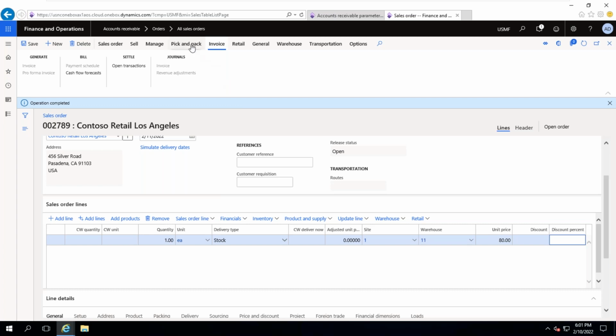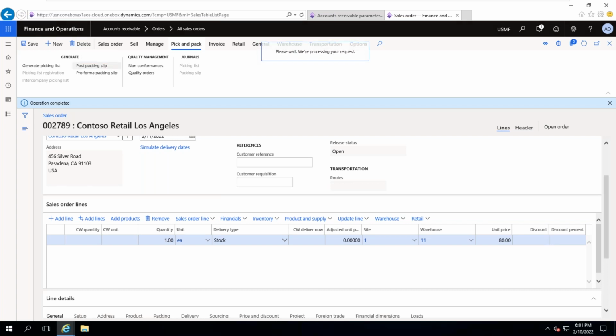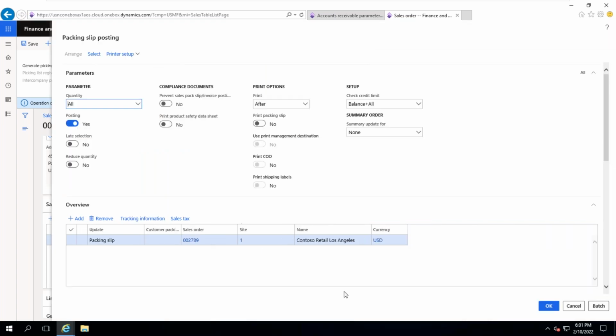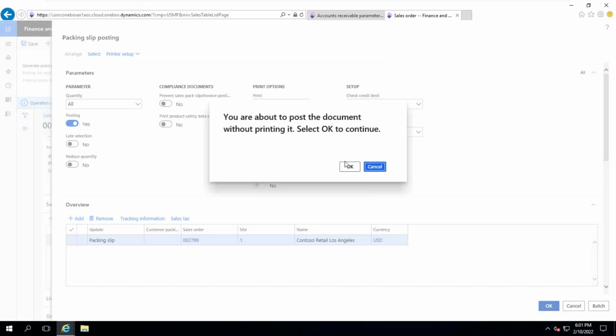So now I'm doing post packing slip. At this point, this button is disabled. I need to click on save. Automatically it will be generated and this will be enabled. Post packing slip. Click OK. Now temporary postings will be created. It is asking for printout. Without printout you are proceeding, no issues, that's fine.